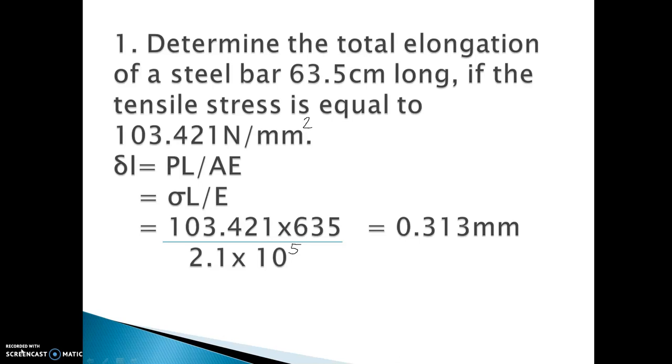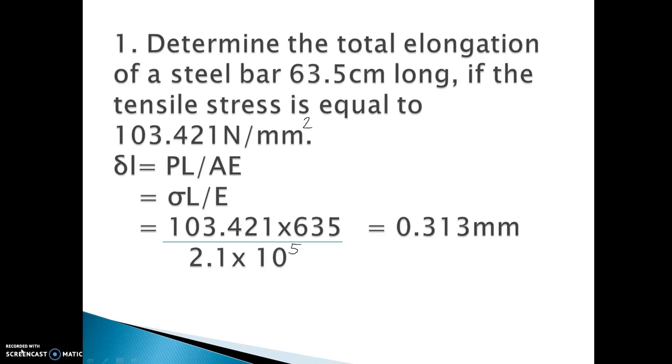The first question was: determine the total elongation of a steel bar 63.5 centimeter long if the tensile stress is equal to 103.421 Newton per millimeter square. Now you have to find out the total elongation. Total elongation means you have to find out what is delta L. Now you have the equation delta L is equal to PL by AE.